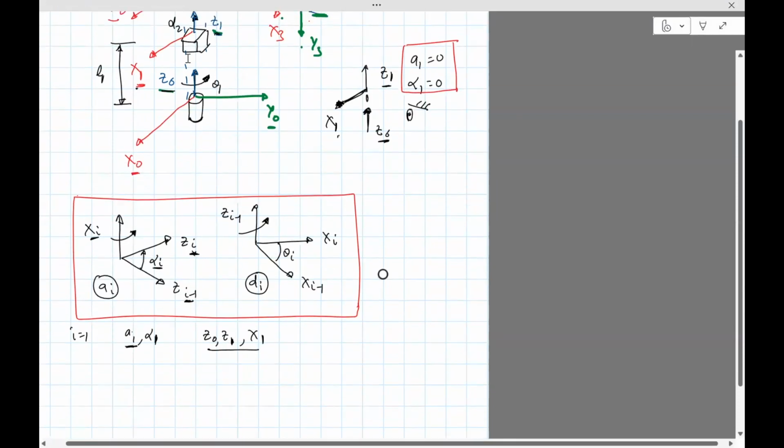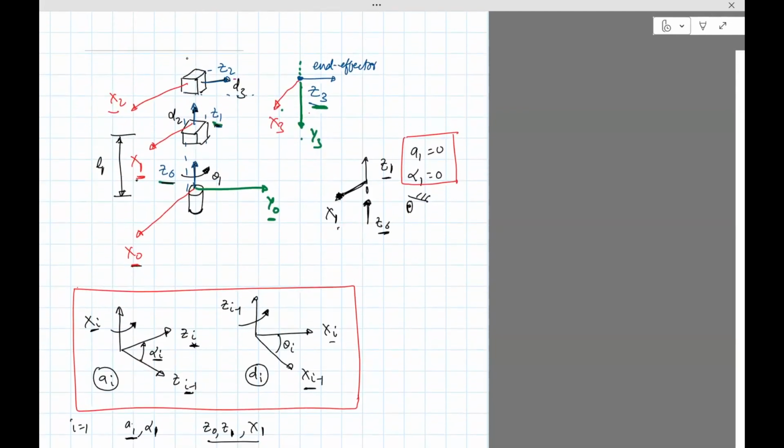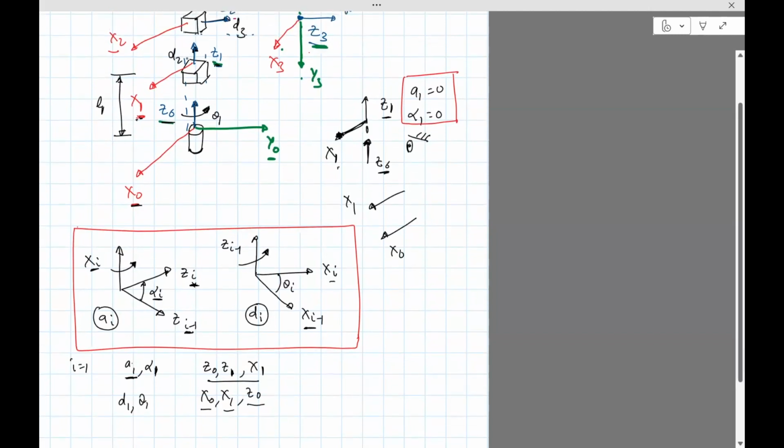Next, we need to go with this figure. So to compute d1 and theta 1, I'll put i equals 1, x0, x1, and i minus 1 is Z0. So I need to look at x0 and x1. Let's look at those axes. X0 is here, x1 is here, x0, x1, and then I also need Z0.